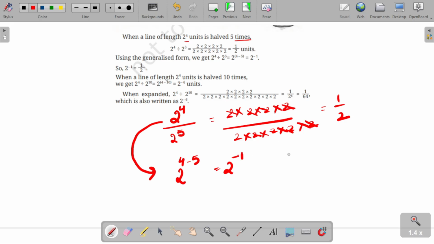So what they want to say is, if you have any number with a power that has a negative sign, then you can express this in fraction form, right? 2 raised to power minus 1 can be written as 1 upon 2. So this is clear to you? This is making sense to you?